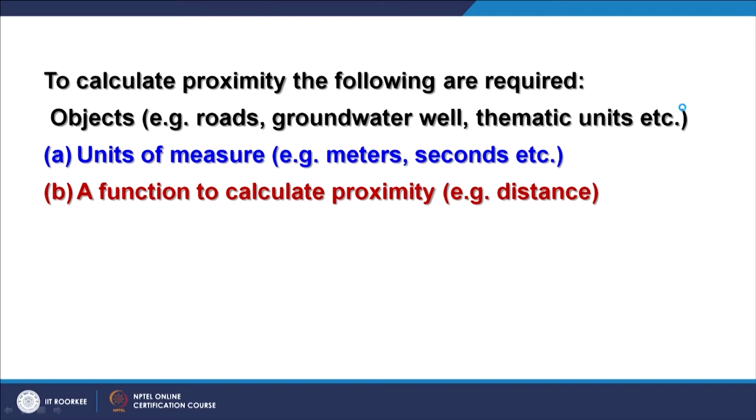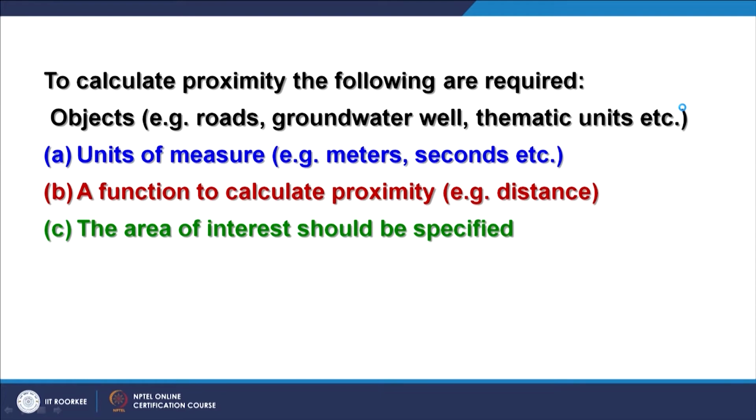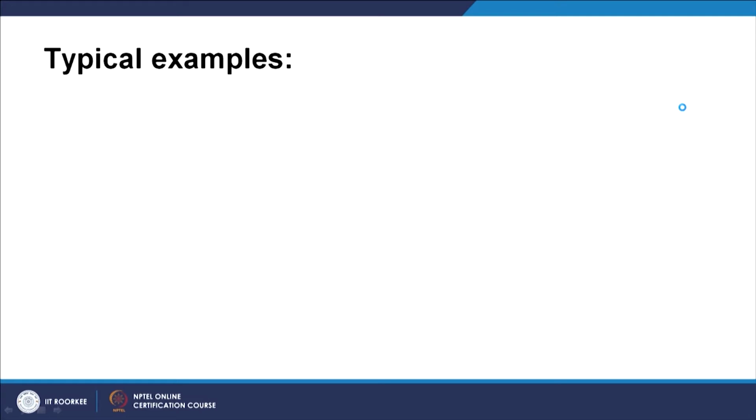That might be a distance, for example, but this is not always true. There might be some other functions also. And the third one, the area of interest should be specified, in which area you are going to do the analysis. If I have a complete database, say of Uttarakhand, but I want to perform this analysis only for a small area, then I have to provide that information also, so it would be quicker and easier for me to create such scenarios.